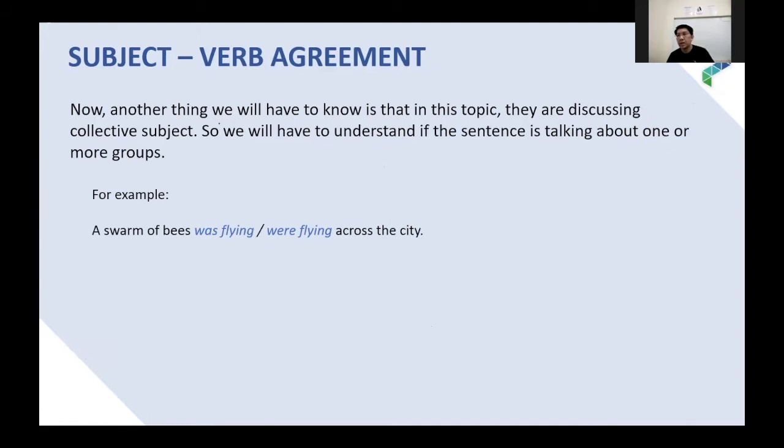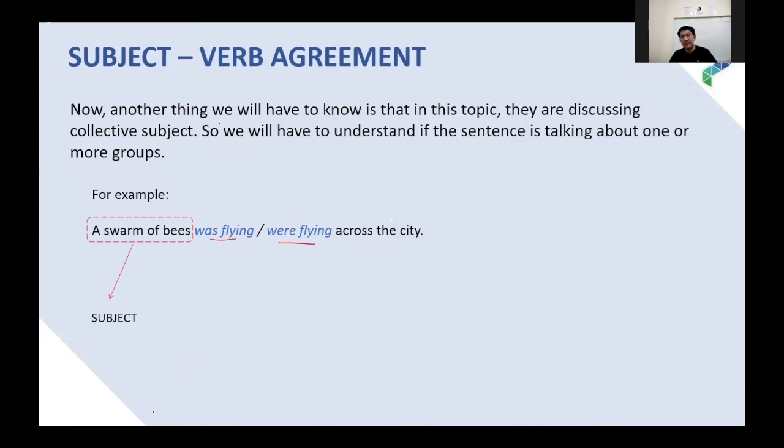Okay. Now, let's go through an example. Here you have: a swarm of bees was flying or were flying across the city. So you will have to choose was flying or were flying. Which one is correct? Okay. First of all, we will need to identify the subject. In this case, a swarm of bees.